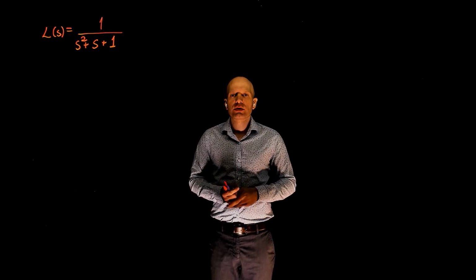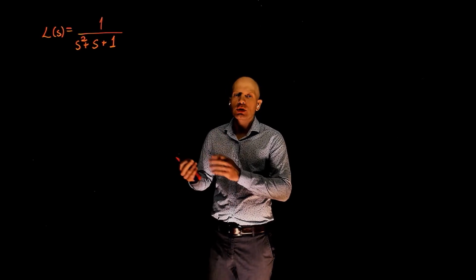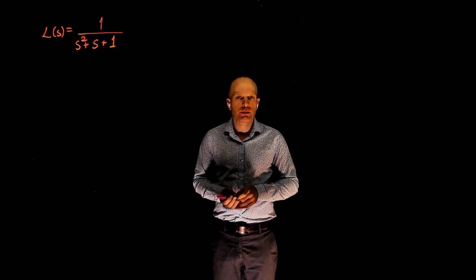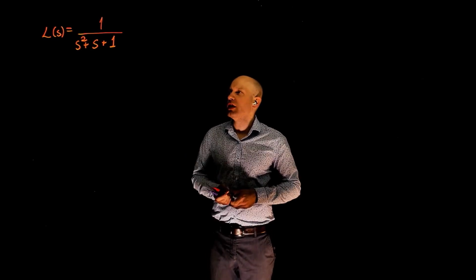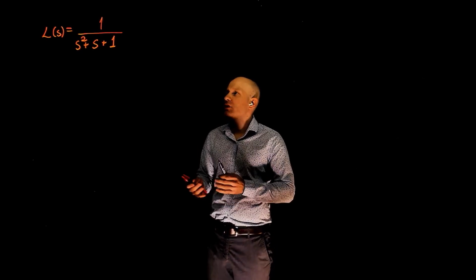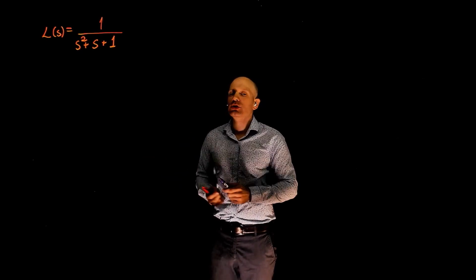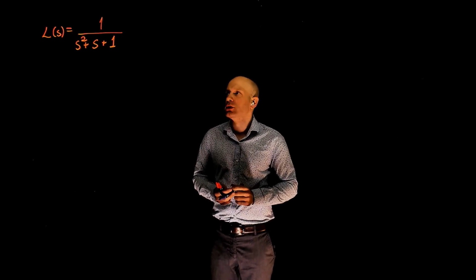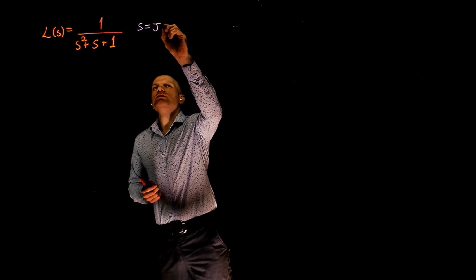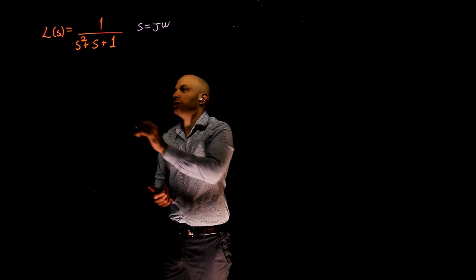In this series of exercises, you are going to draw the Nyquist plot for certain functions and evaluate the stability of the closed-loop system. Let's start with the function L of s equals 1 over s squared plus s plus 1. The first step here is to split this function into a real and imaginary part. To do that, we can replace s with j omega and expand this equation.